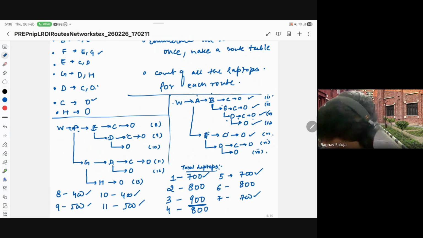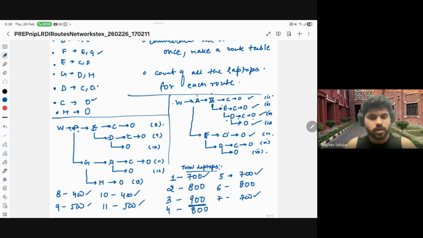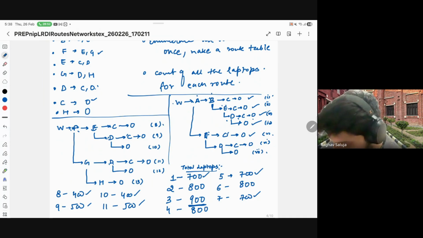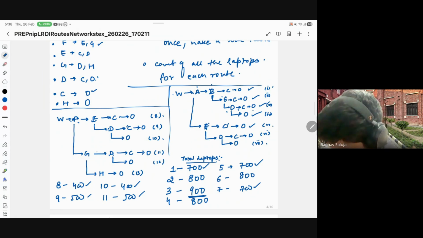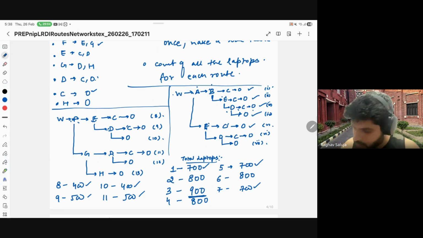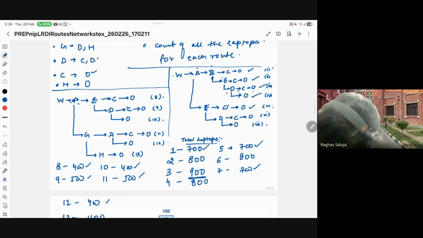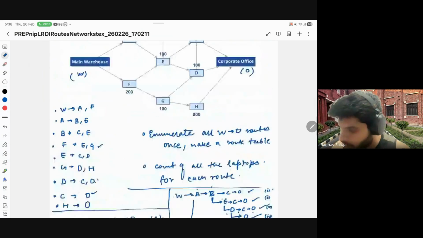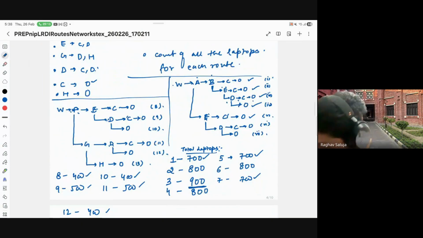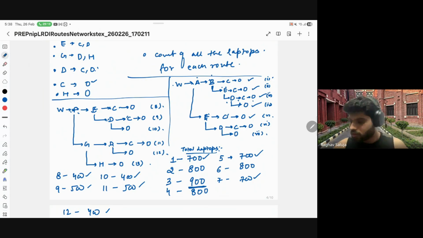For now. Path 8 is also 3 wala. 9 is not 3. Path 10 is also 3. Path 12 is also 3. And path 13 is also 3. So how many paths do I have with 3? I have 1, 5, 7, 8, 10, 12, 13 path.